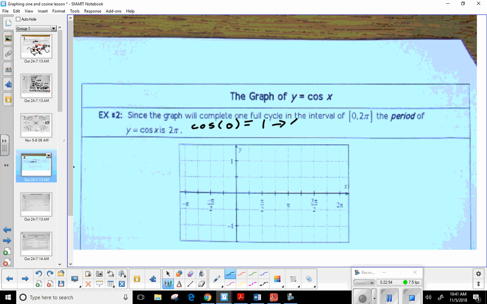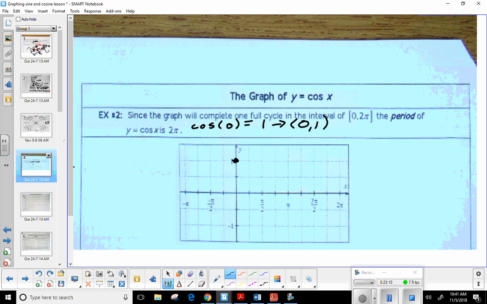Now this tells me I have what ordered pair? 0, 1. So cosine, its parent, does not go through the origin. We're going to start off with a maximum. Okay, and now let's just go through those increments.